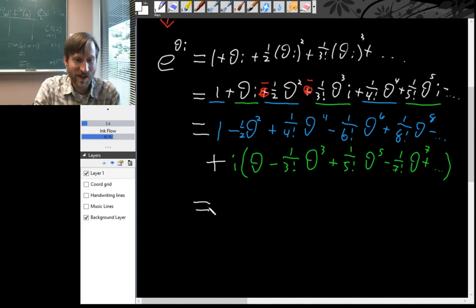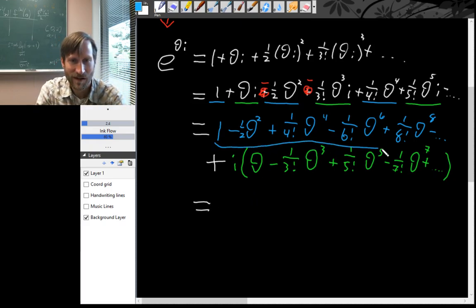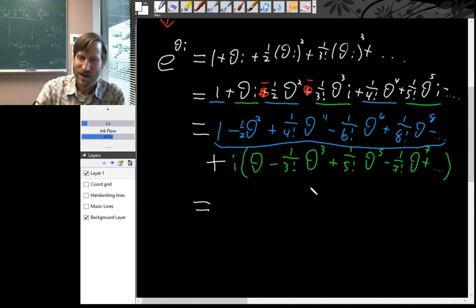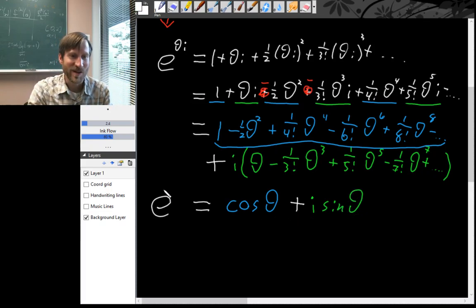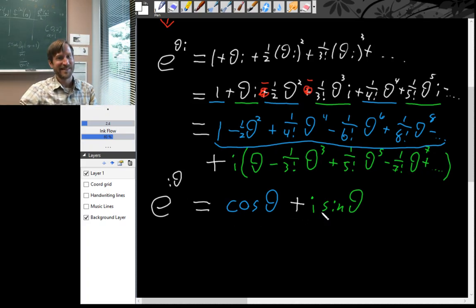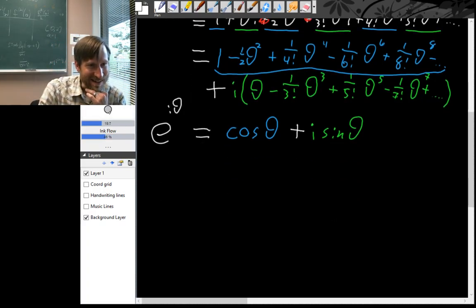Now, everything in blue here, that might look familiar. If you think about it, that is exactly the Taylor series for cosine of theta. Plus, and everything in green, well, there's the i, and then everything in green in these parentheses, that's the Taylor series for sine of theta. So e to the i theta is cosine theta plus i sine theta. So the reason that we've never been able to make sense of complex exponents before is because you get complex results. That's weird.